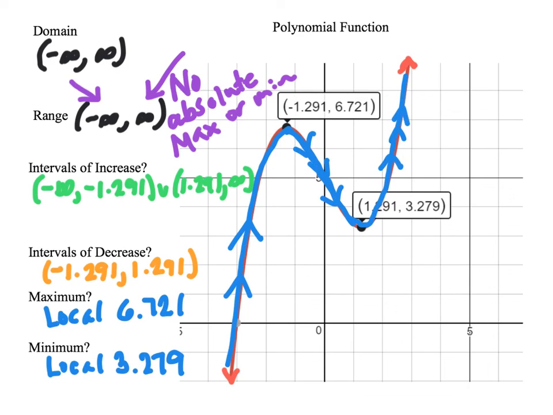I hope that through this basic presentation, you're able to look at a graph, determine whether or not, first of all, it is a function, and if it's a function, you can find the domain, the range, where the graph is showing intervals of increase or decrease, and whether or not the graph has an absolute maximum or minimum, or whether it has local maximum and minimum values.